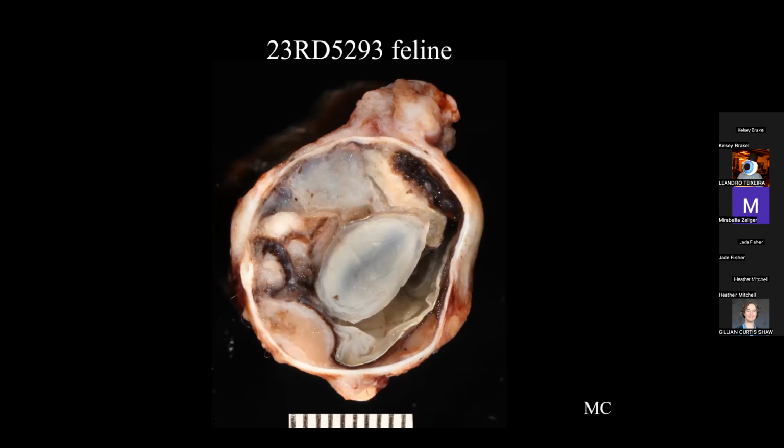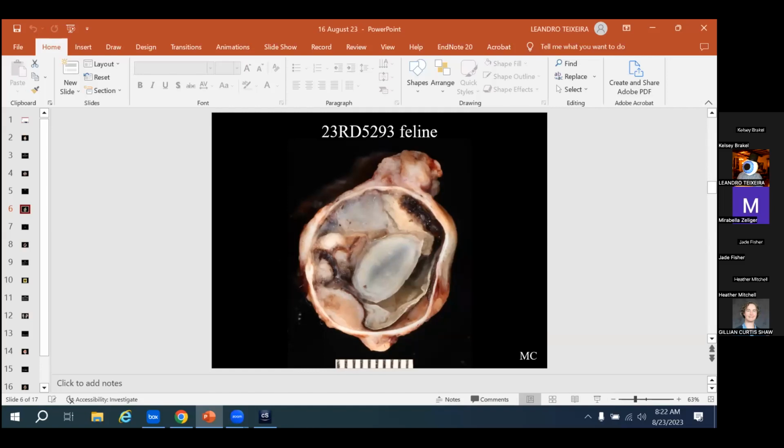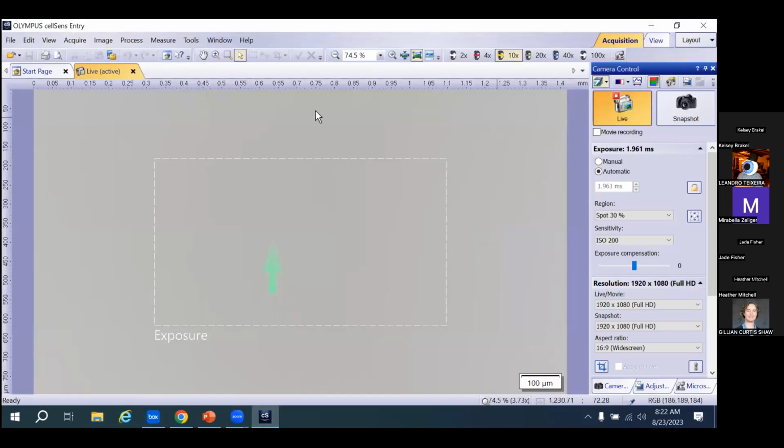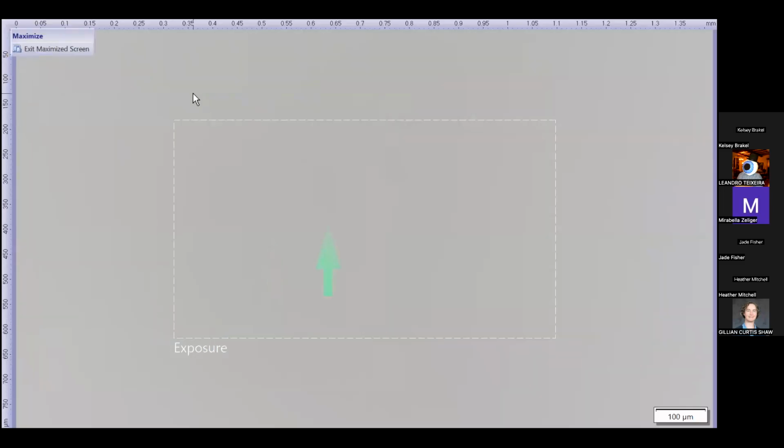So let's switch to Desto. 11. There we go.